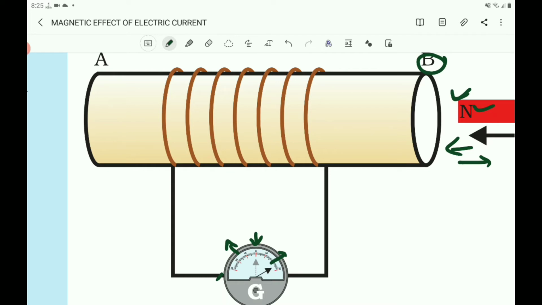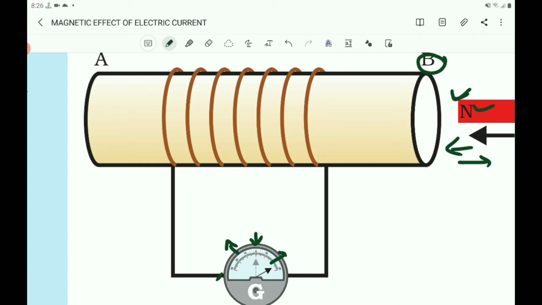Place the magnet stationary at a point near to the coil, keeping its north pole towards the end B of the coil. We see that the galvanometer needle deflects towards the right when the coil is moved towards the north pole of the magnet. Similarly, the needle moves towards the left when the coil is moved away. When the coil is kept stationary with respect to the magnet, the deflection of the galvanometer drops to zero. Here, it shows that there is no current in the coil.